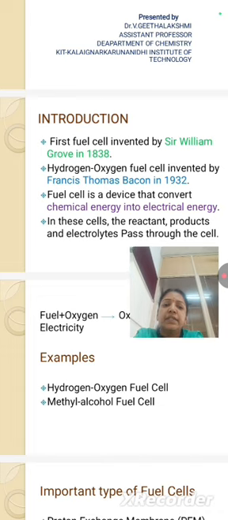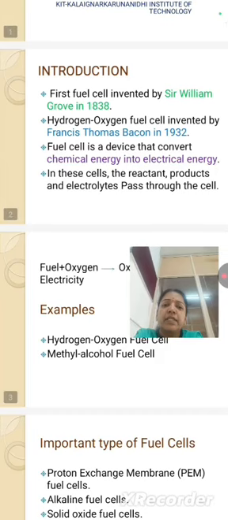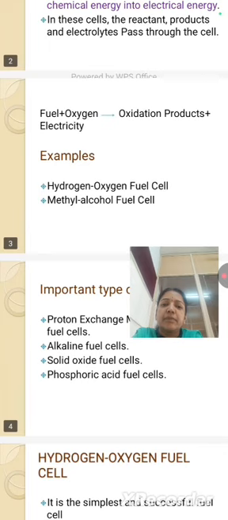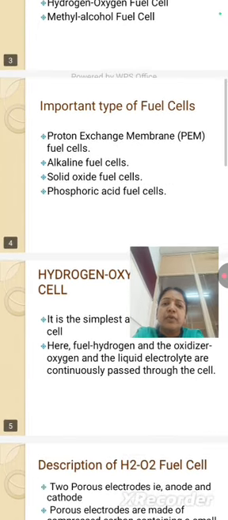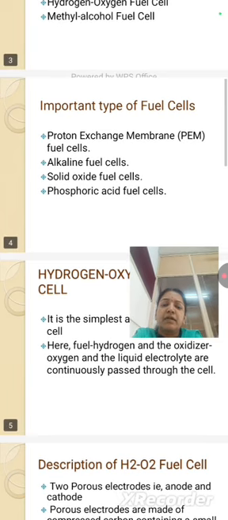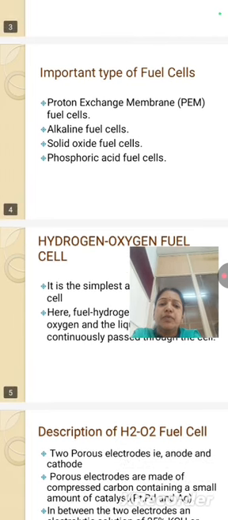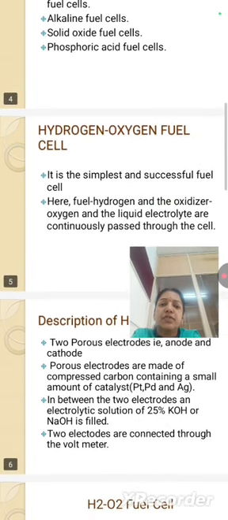So here the reactant, product, and electrolyte, these three are passed through the cell. The most important examples are the hydrogen oxygen fuel cell and the methyl alcohol fuel cell. Other important types of fuel cells are the proton exchange membrane fuel cell, alkaline fuel cell, solid oxide fuel cell, and phosphoric acid fuel cell.